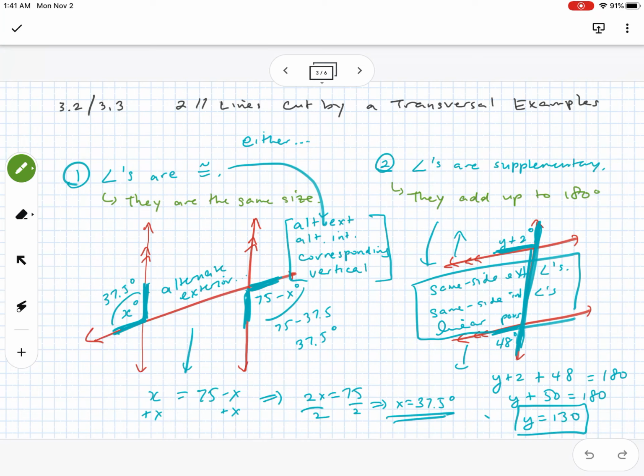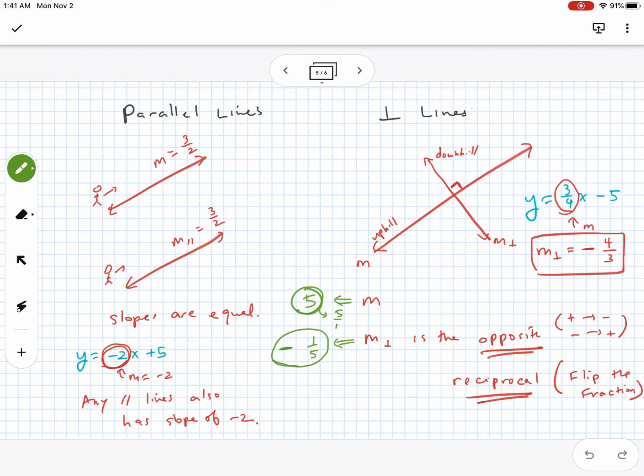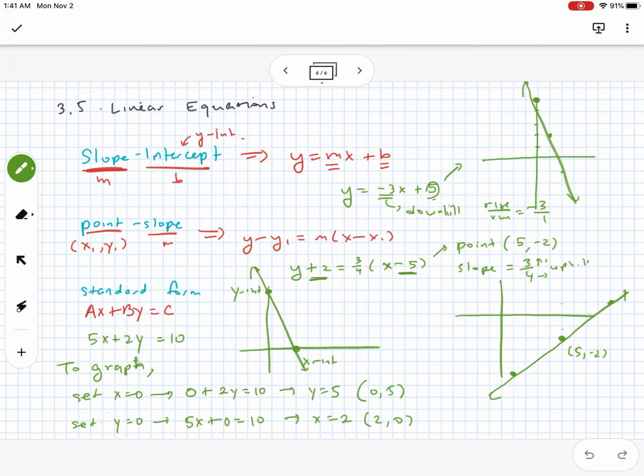When you have two parallel lines cut by a transversal, you want to figure out, are the angles that are formed the same, or do they add up to 180? And then whenever we look at lines, we can determine their slope, whether they're uphill, downhill, flat, or vertical, right? And we find that by using this formula, or we use rise over run. And then we see the relationship between different slopes for parallel and perpendicular. And then we can use these linear equations and we can graph them.